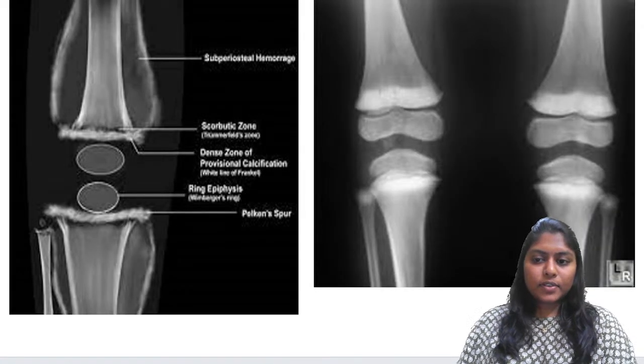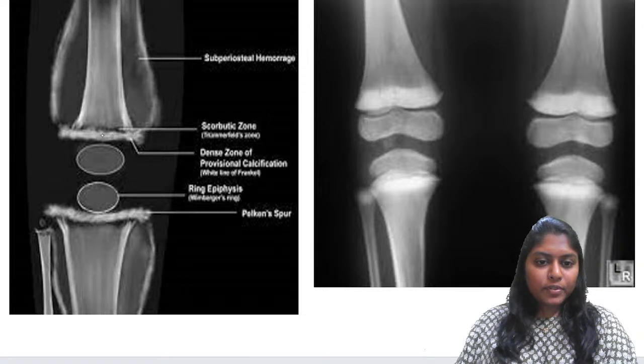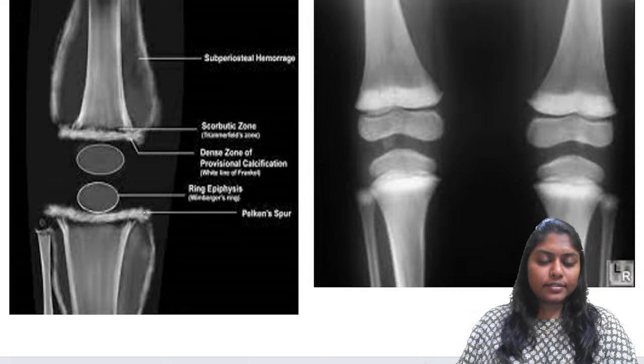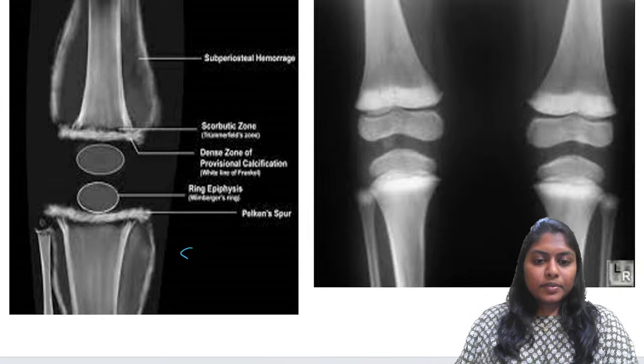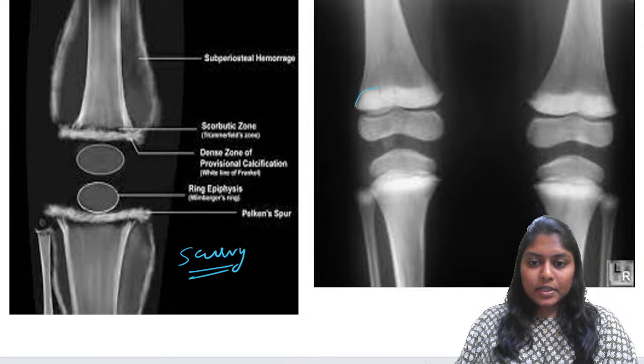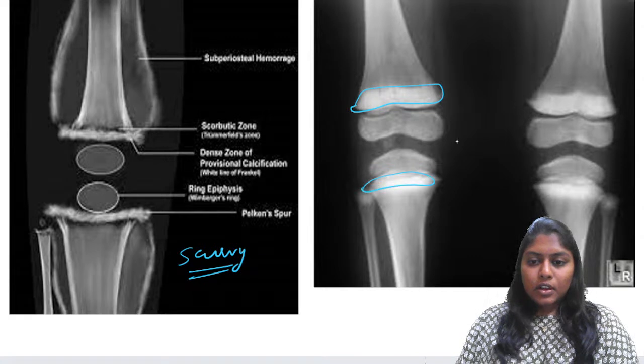The other findings which we will be able to see in scurvy are subperiosteal hemorrhage because of the deficiency of vitamin C. There will be subperiosteal hemorrhage, scorbutic zone, and a dense zone of provisional calcification. There is a ring epiphysis, the Wimberger ring sign. This is also a differential for congenital syphilis, but it is more specific for scurvy. There is Pelkan spur. So this is for scurvy, and we are able to see dense radio-opaque bands in the metaphysis region of an immature skeleton.